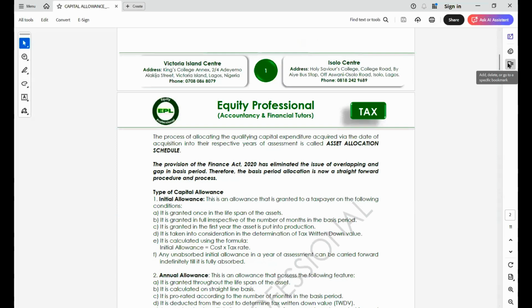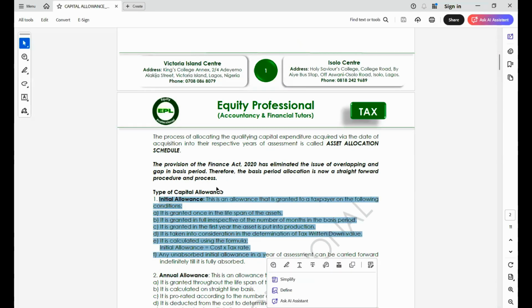So we are mentioning capital allowance. What are these various capital allowances that are claimable by a taxpayer? There are different capital allowances that a taxpayer can claim, depending on the nature of the asset. The first category of capital allowance that is claimable by a taxpayer is called initial allowance. It is usually written as IA.